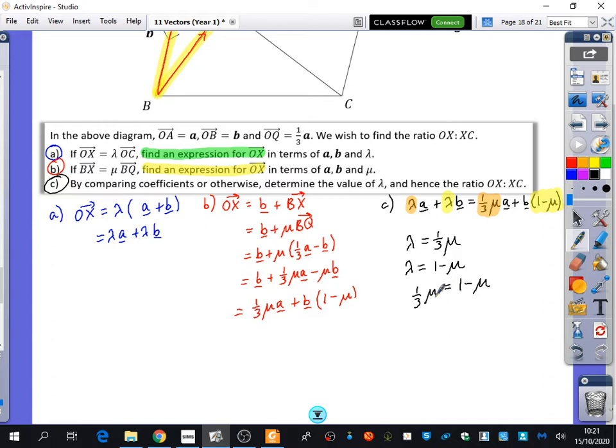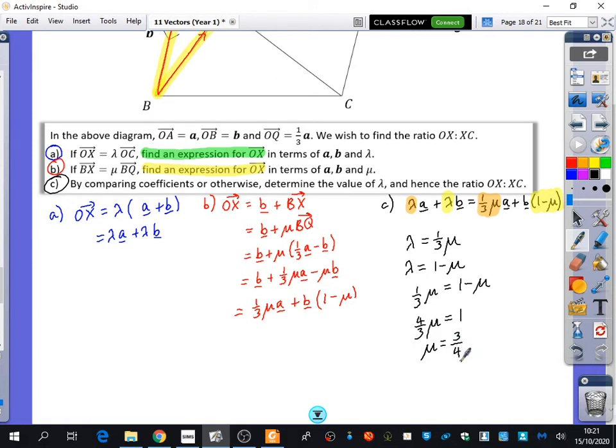So I'm going to add mu to a third mu. What's a third mu plus mu? 4. Good, 4 over 3 mu equals 1. So I can multiply by 3 and then divide by 4, so that mu is equal to 3/4.